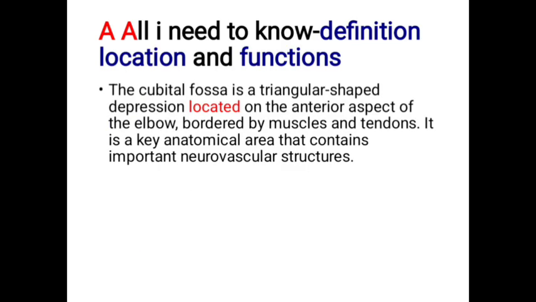Now, for all I need to know, the cubital fossa is a triangular shaped depression located on the anterior aspect of the elbow, bordered by muscles and tendons. It is a key anatomical area that contains important neurovascular structures. This contains the location, the function, and the definition. It also showed us the shape of this fossa, which is a triangular shaped depression.